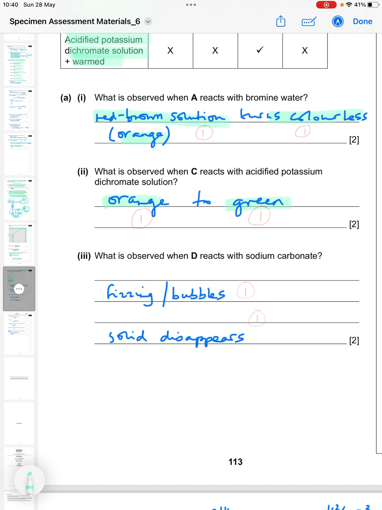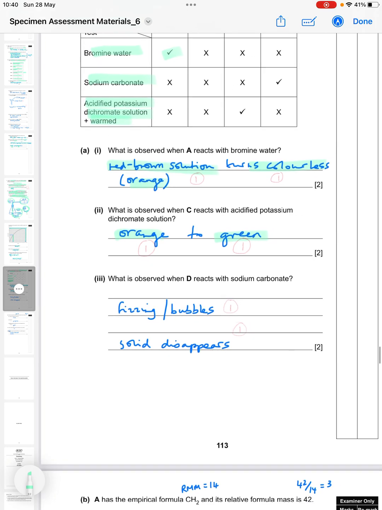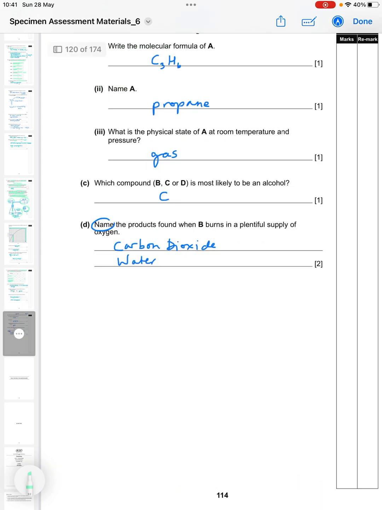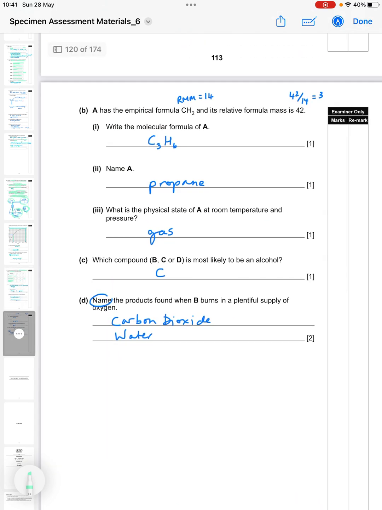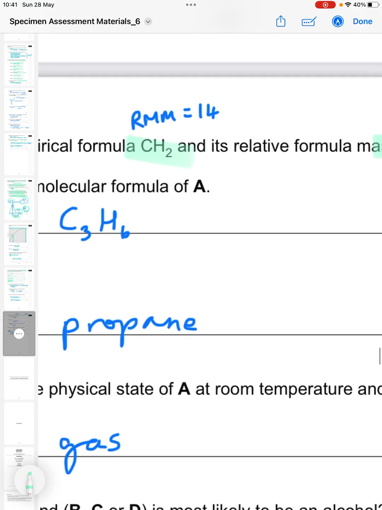And then what's observed when D reacts with sodium carbonate? So with sodium carbonate, it's going to be fizzing or bubbles for 1 mark, and the solid disappears for the other mark. And finally, it tells you A has the empirical formula of CH2, and its formula mass is 42. So what's the molecular formula for A?